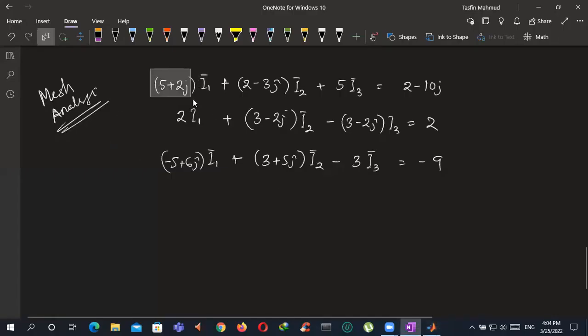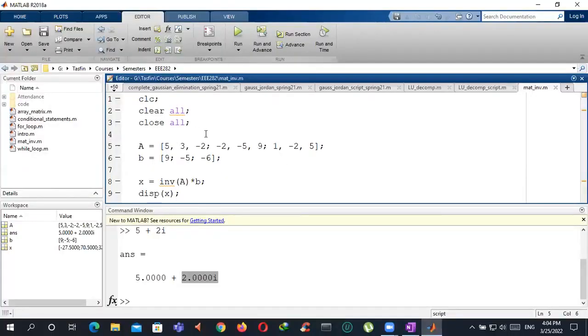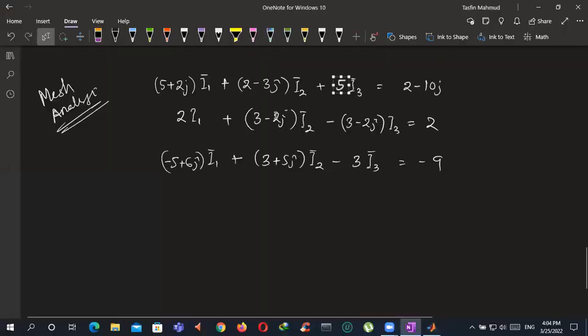So here the first row will be 5 plus 2i, then 2 minus 3i, and 5. So you have to write these things here. 5 plus 2i, then the second coefficient is what? 2 minus 3i.